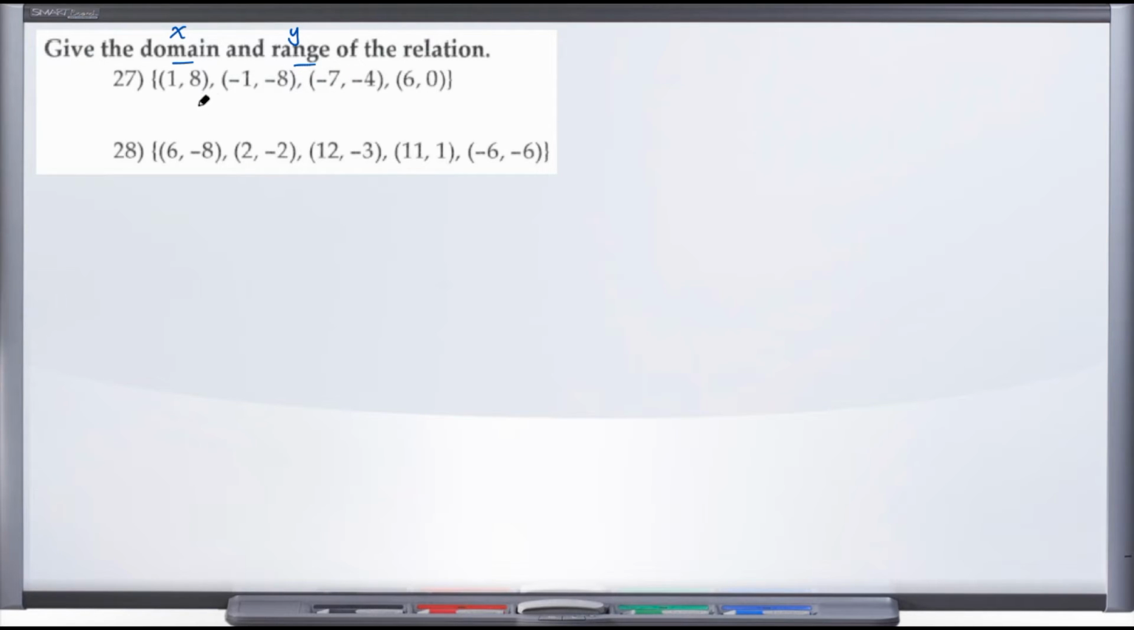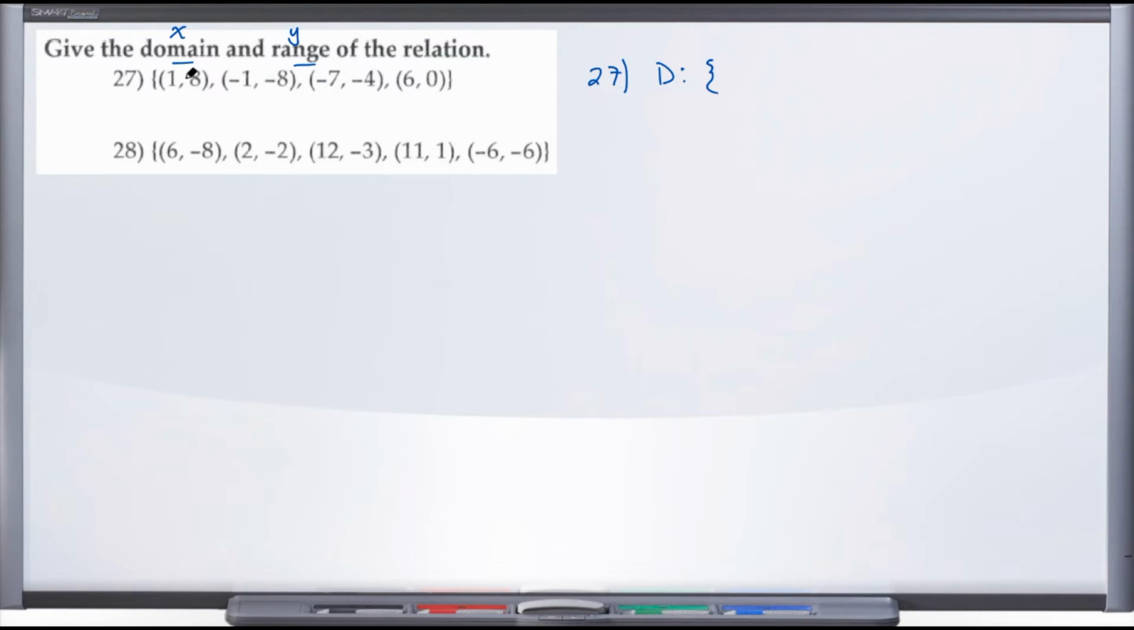And so when you're asked to simply give the domain and range of the relation, like we are here in 27 and 28, all they're asking you to do is list the x and y values. And so for 27, if we're going to list the domain, that means we want to list all of the x values. And we'll go ahead and write this in set notation. And generally speaking, you want to write from smallest to largest.